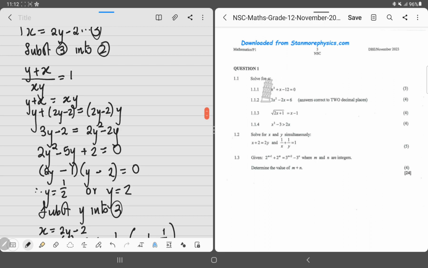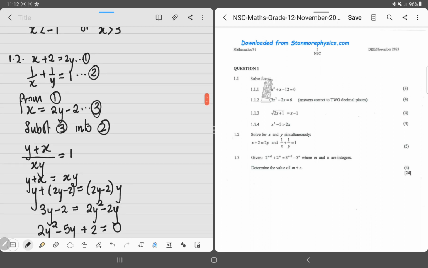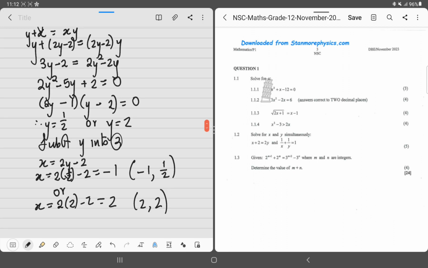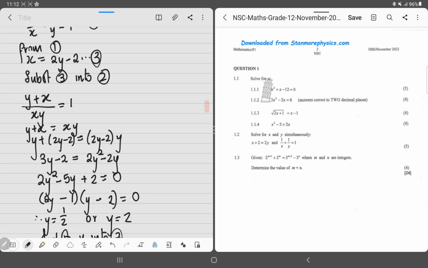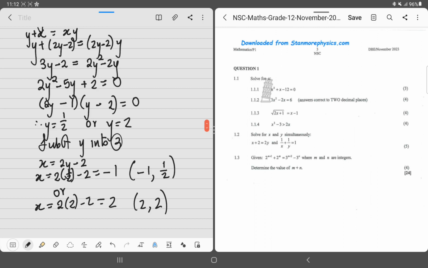Let's check if this does indeed make sense. So we know that we have 1 over our x, which is negative 1, plus 1 over our y. Our y is a half. So yeah, I do get that one there. Even for the other one, it's 1 over 2 plus 1 over 2, which is a 1. So both coordinates are correct.